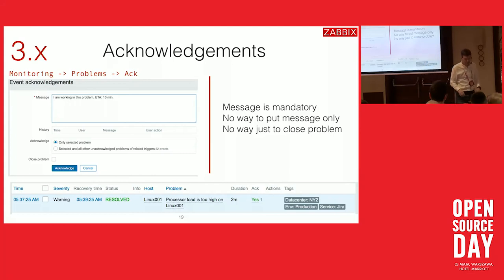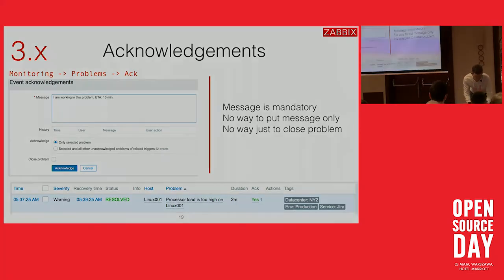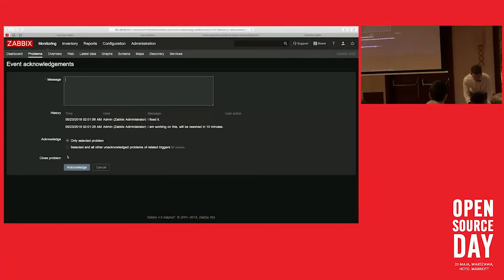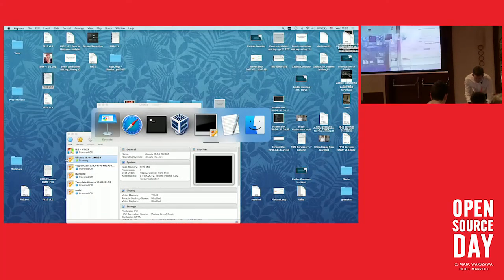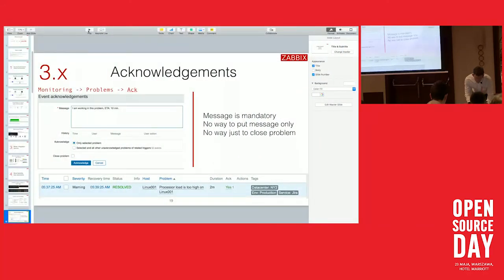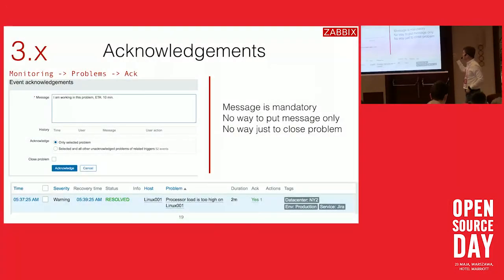Also in Zabbix 3.4, we introduced the ability to close a problem, if it's allowed to close the problem. Yeah, it has to be defined on the trigger level. You may define that this problem can be manually closed, okay? And if you close the problem, oh, sorry. So you still need to put some message.